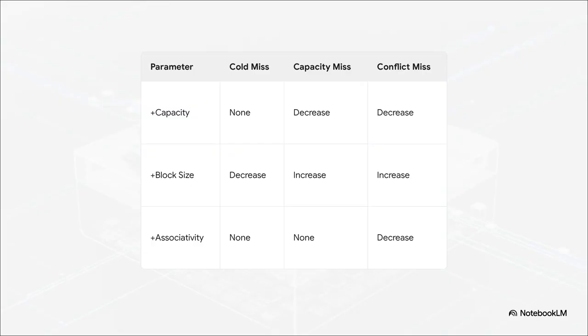Now notice the really harsh engineering trade-offs at play here. You can't just fix one miss type without impacting another. For instance, if you increase the block size, great. You beautifully decrease your cold misses because you're fetching larger chunks of data at once. But look at the resulting impact. You likely increase your capacity and conflict misses because larger blocks inherently mean fewer unique blocks can fit in the cache at the same time. It's this constant, delicate balancing act of capacity, block size, and associativity spread across multiple cache levels.